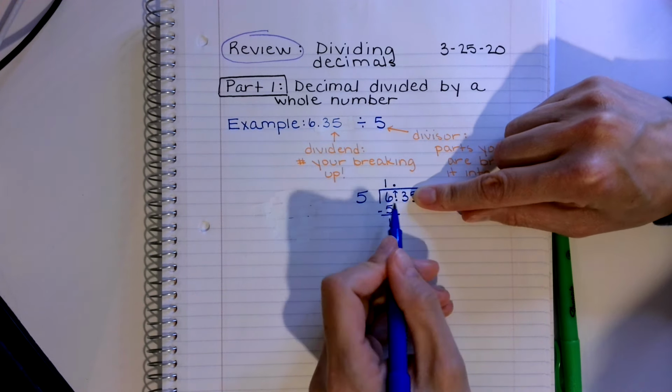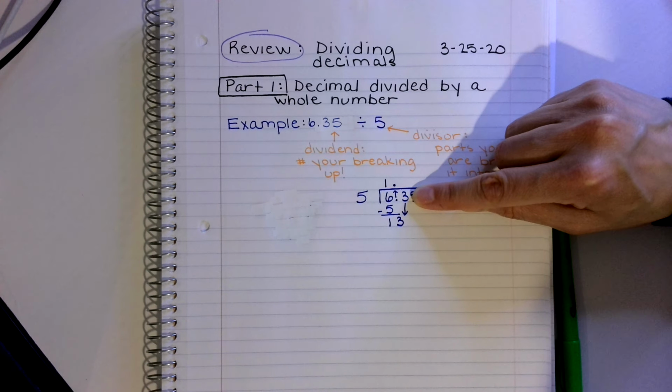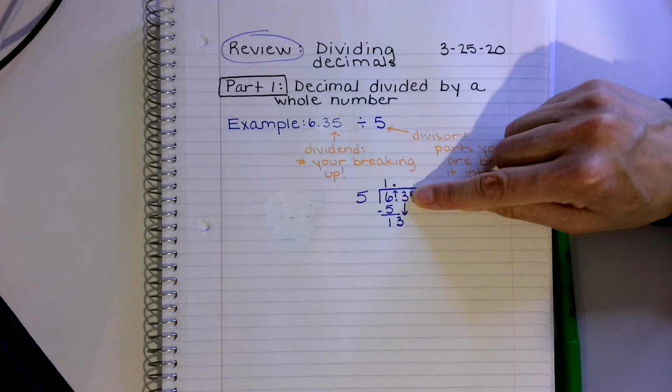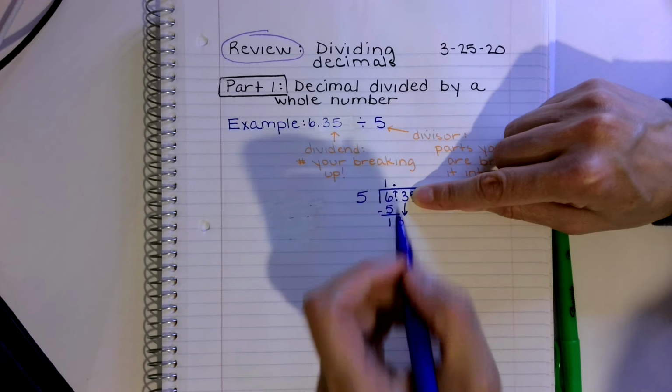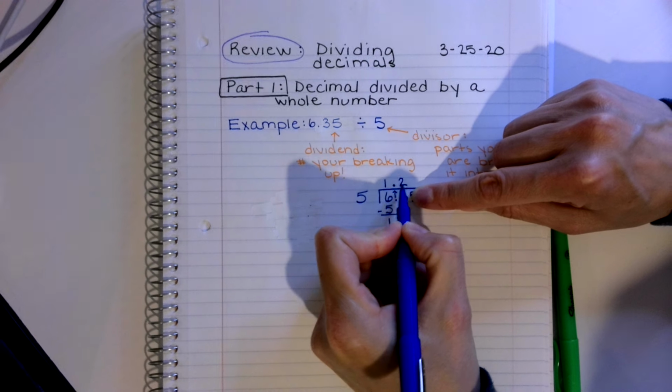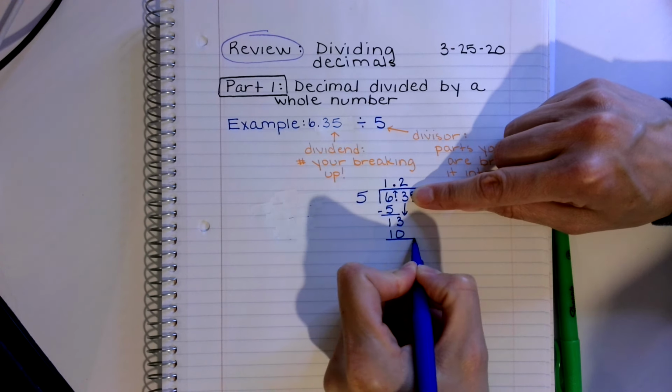You're going to bring down your 3. So now you have 13. How many times can 5 go into 13 without going over? 2. 2 times 5 is 10. 13 minus 10 is 3. Slide your finger over.